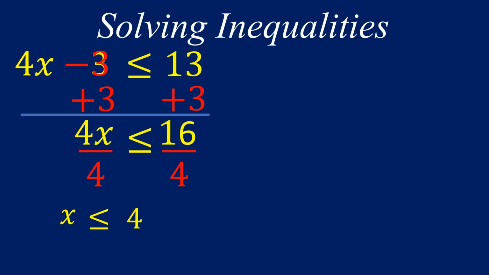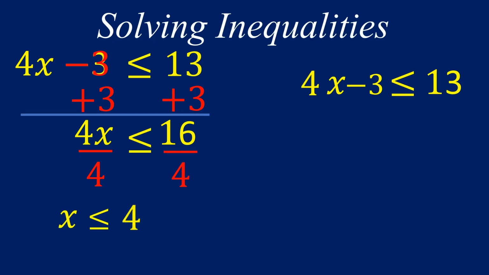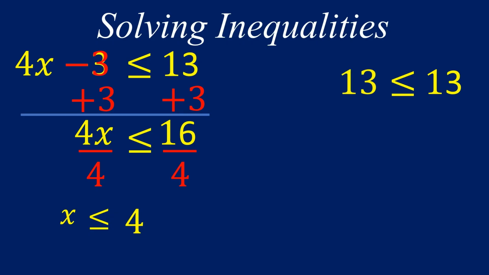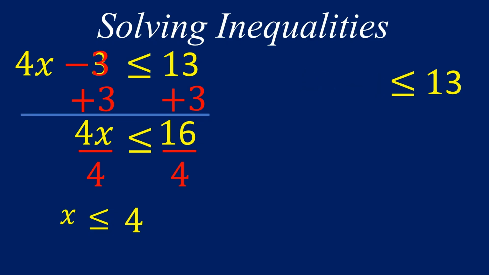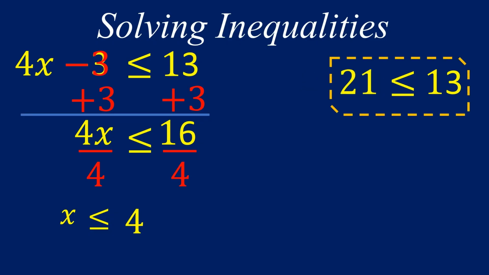Let's check this by choosing a number in the solution set. For example, x equals 4. 4 times 4 is 16, and 16 minus 3 is 13. Since 13 is less than or equal to 13, the inequality is true. Now let's choose a number not in the solution set, such as x equals 6. 4 times 6 is 24, and 24 minus 3 is 21. This would say 21 is less than or equal to 13, which is false. This shows why 6 is not part of the solution.